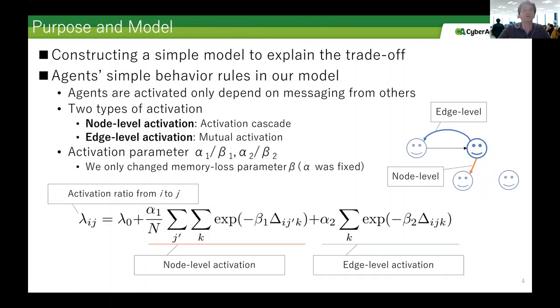We aim to construct a simple model to explain this trade-off. Here, we think of a communication model where agent activations only depend on messaging from others. In this model, there are two activation patterns. First is activation cascade, like this, and that is node activation. Second is mutual activation, and that is edge activation, like a reply.